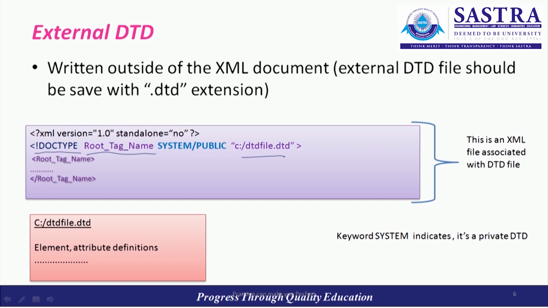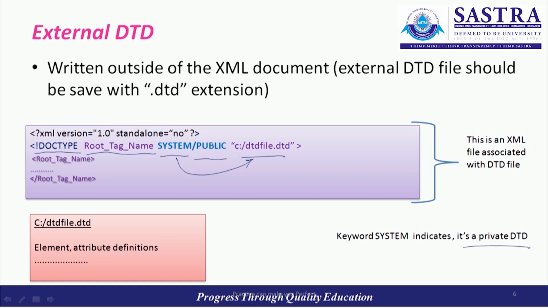Here, exclamation doctype, space, root tag name, space, we have to give either SYSTEM or PUBLIC. SYSTEM can be given for a private DTD. The document type definition we have kept as a separate file in our local drive, C drive or D drive or E drive. So this is available in our hard disk. In that case, we can go for SYSTEM. SYSTEM is enough, no need to give PUBLIC.